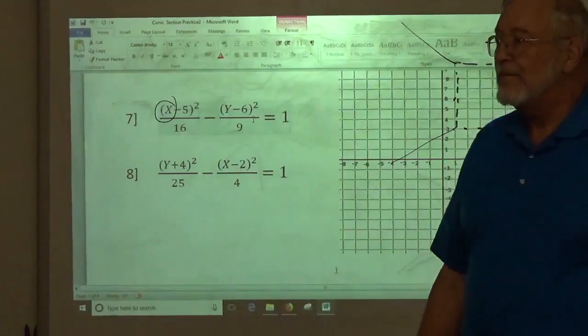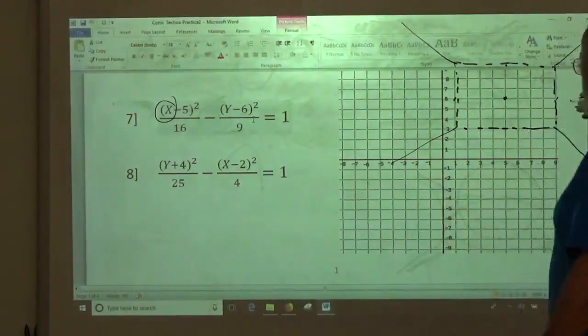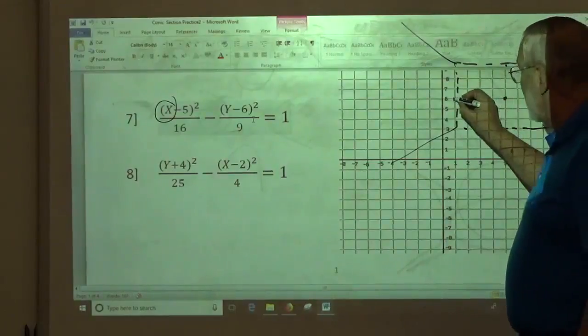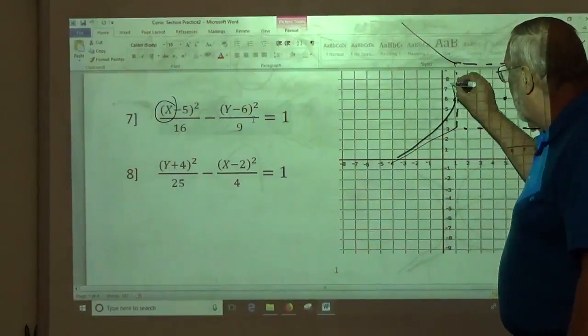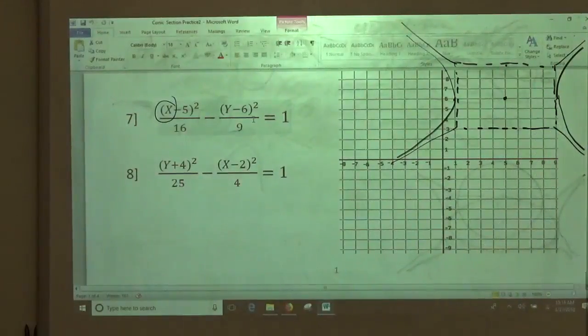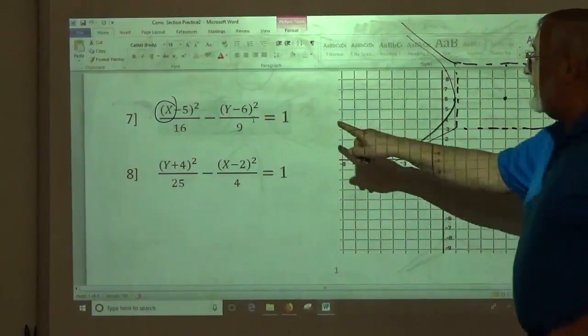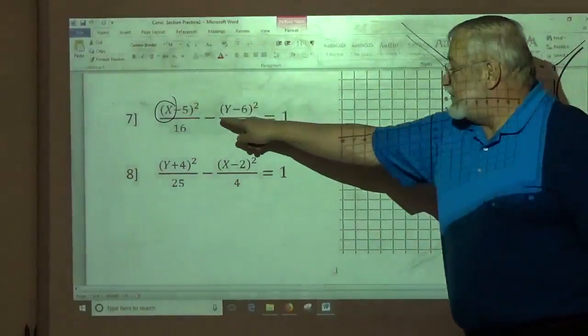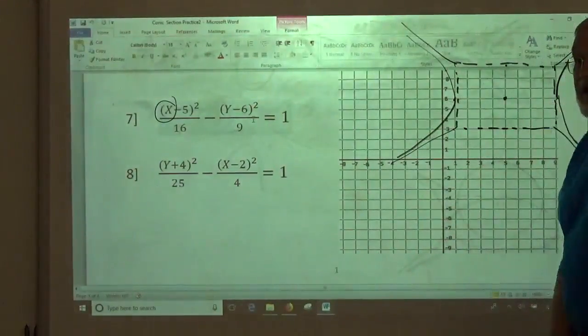Okay. Now, if you use this dot and go up to those diagonals like an asymptote, you're done. Now, had this been plus, you would have done the ellipse on the inside. But because this is minus, you're doing the hyperbola on the outside.